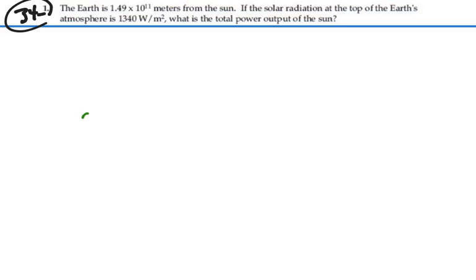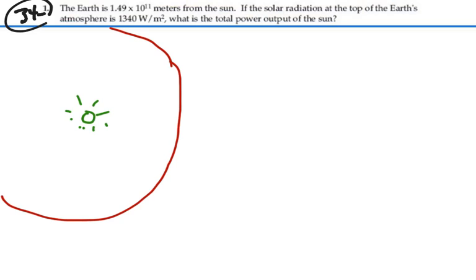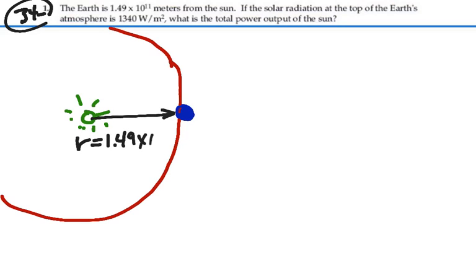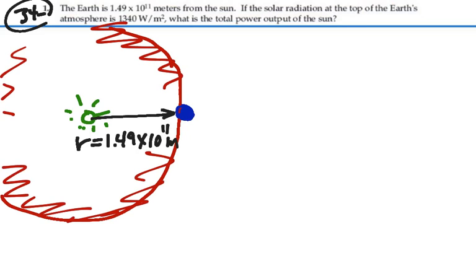All right, let's imagine we have the Sun. Let's put out power, and we're going to be some radius away from it. So here's the Earth, blue Earth, and the distance from the Earth to the Sun is 1.49 times 10 to the 11 meters. Now we can imagine that all the Sun's energy is being distributed over a sphere of radius r. So it's being three-dimensionally distributed over this sphere.